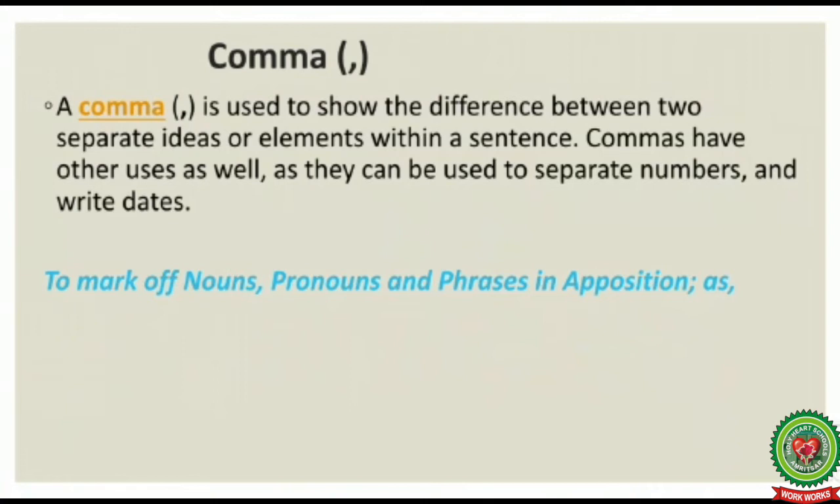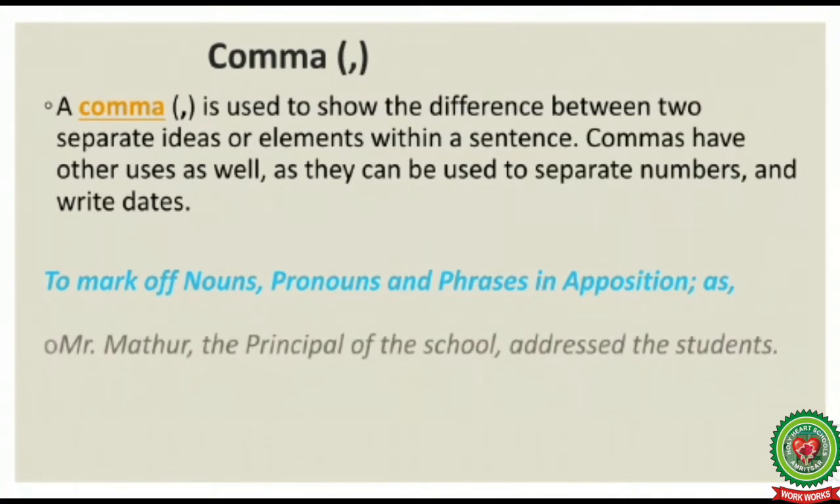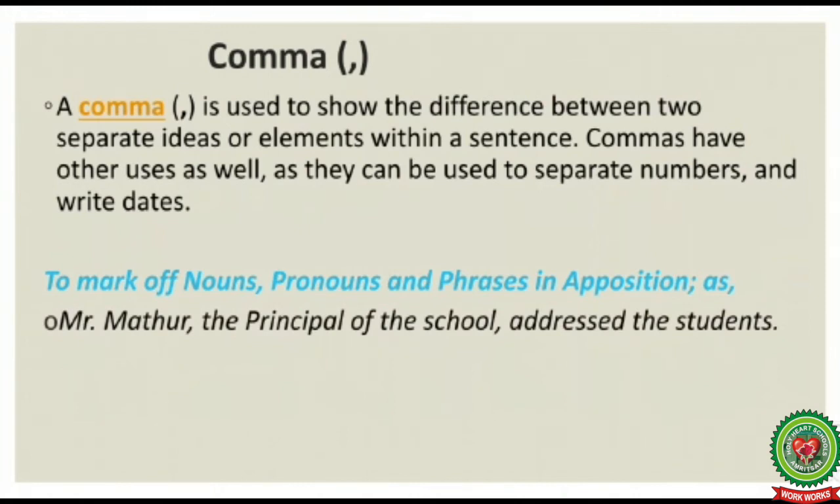To mark off nouns, pronouns and phrases in opposition, as in: Mr. Mathur, the principal of the school, addressed the students. In this statement, we are giving two pieces of information about Mr. Mathur. One, he is the principal of the school. Second, he addressed the students. So, these two phrases, that is the principal of school and addressed the students, are separated by using comma.